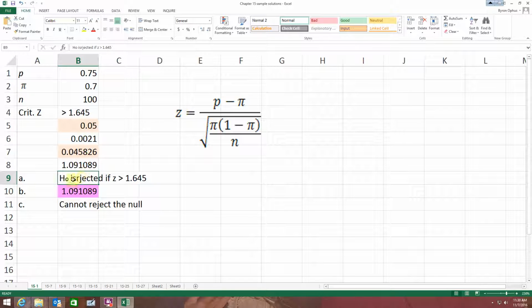And my decision rule was that the null hypothesis is rejected if my calculated z is greater than 1.645, and it's not. It comes to 1.09, so I cannot reject the null. I cannot reject the null. So it's very possible then that the null hypothesis holds, that the proportion could be less than 70% as opposed to the 75% that I actually got. So there you have 15-1.